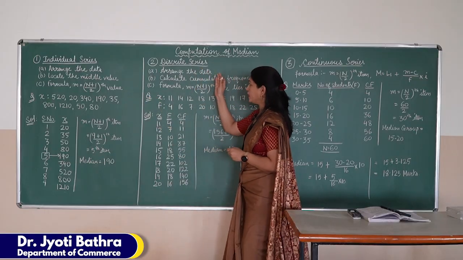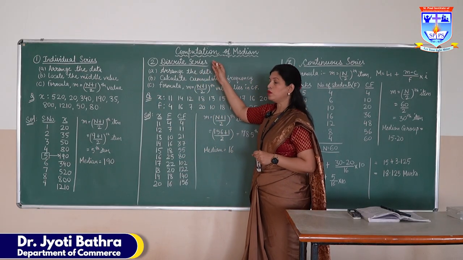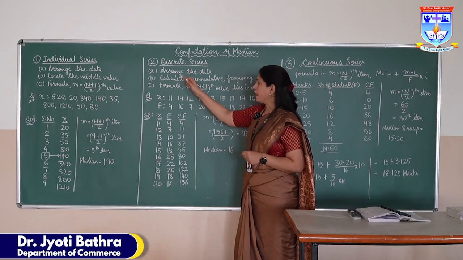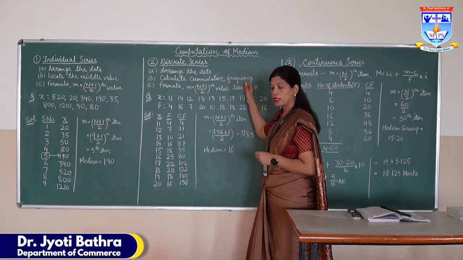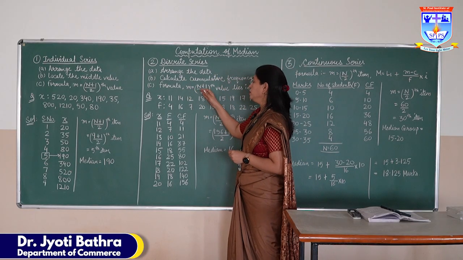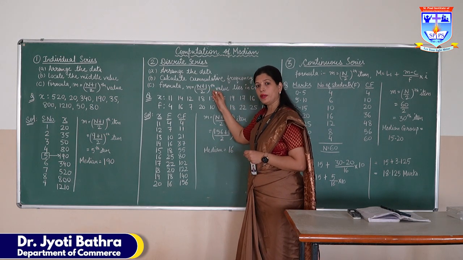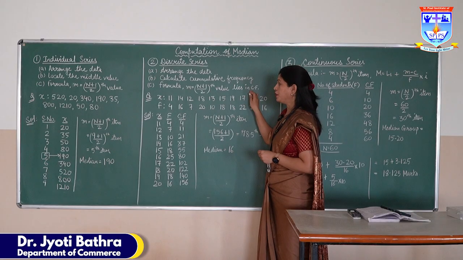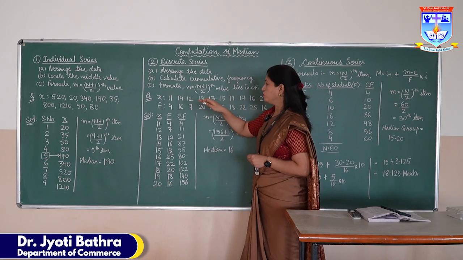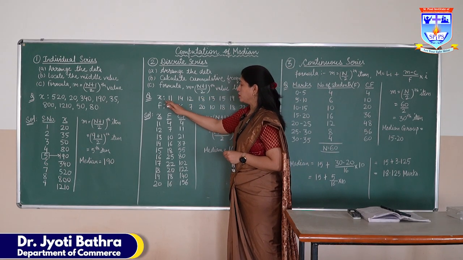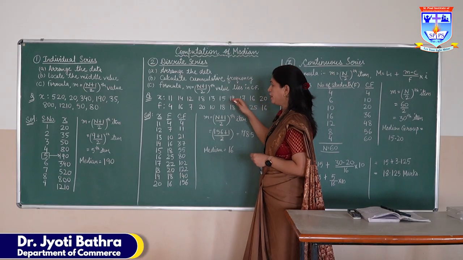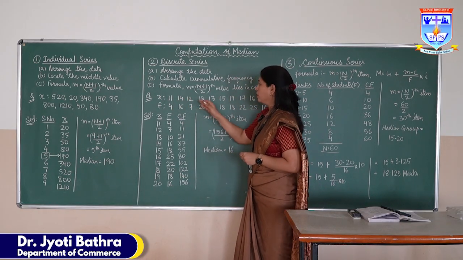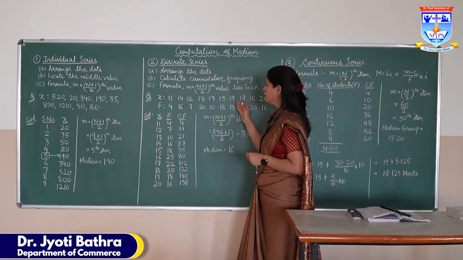Now the discrete series. In the discrete series also you should arrange the data and calculate the cumulative frequency. Then the formula small m equals (n plus 1) divided by 2, and the item which lies in the cumulative frequency gives your median. So this is the example. Here I have given some question. X is given, frequency is given.